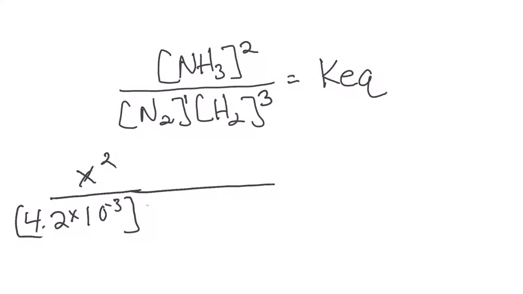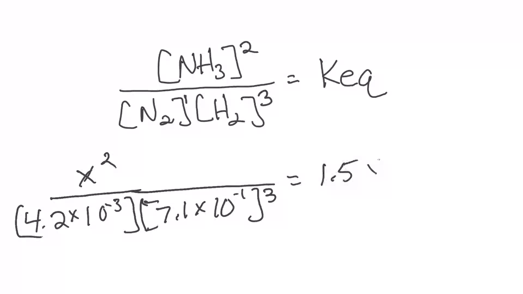And the hydrogen was 7.1 times 10 to the negative 1st. And we're going to cube that number. And that equals 1.5 times 10 to the negative third.